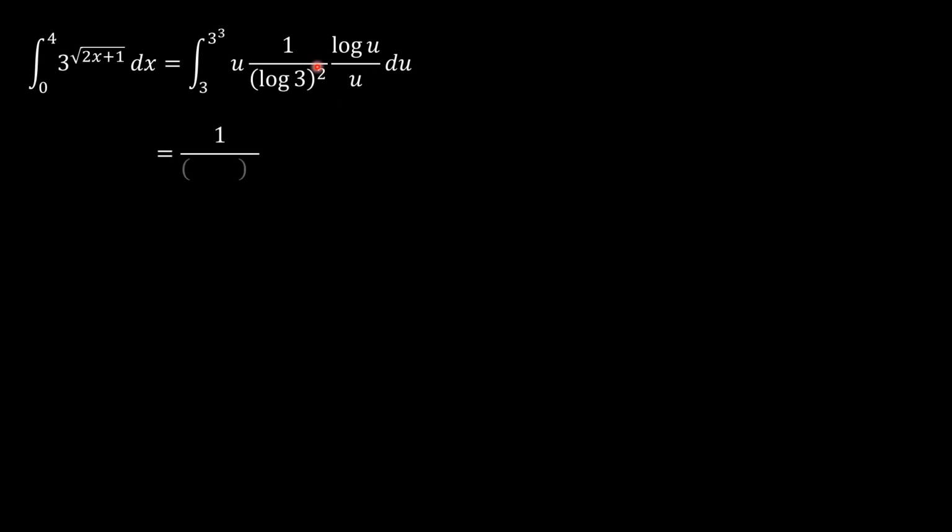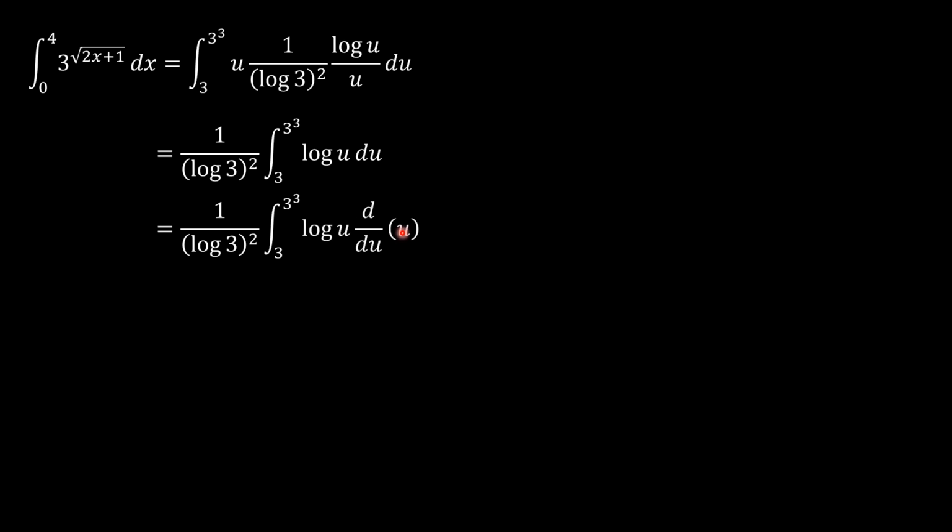And so now our equation in the x domain becomes the integral from u equals 3 to u equals 3 to the power 3 of u times 1 over log 3 squared times log u over u in the u domain. And the u's here cancel, so we have this constant 1 over log 3 squared that can be pulled out, and we're left with log u as the integrand. And now we can express log u, the integrand, as a product of log u times the derivative of u, since 1 is the derivative of u with respect to u.